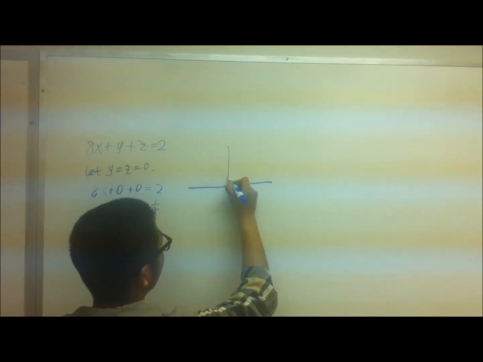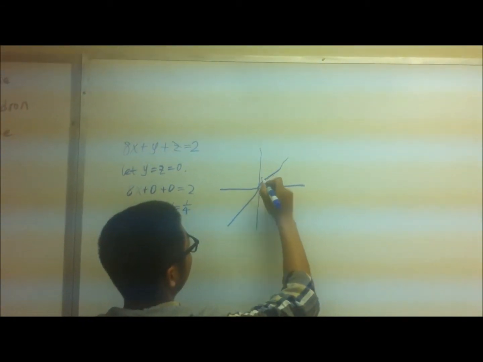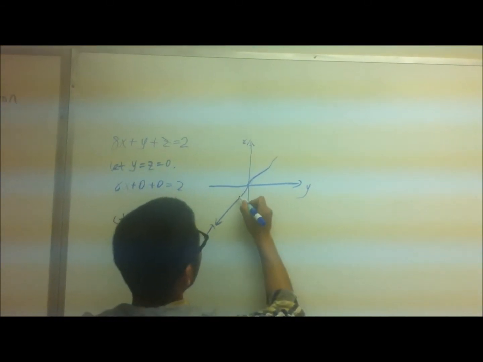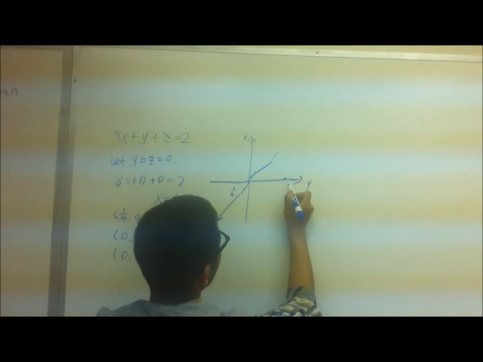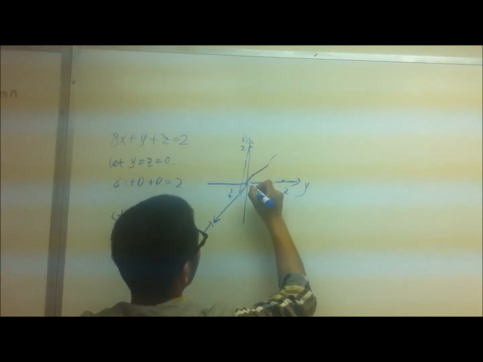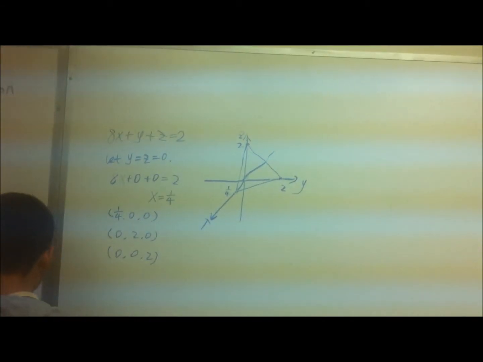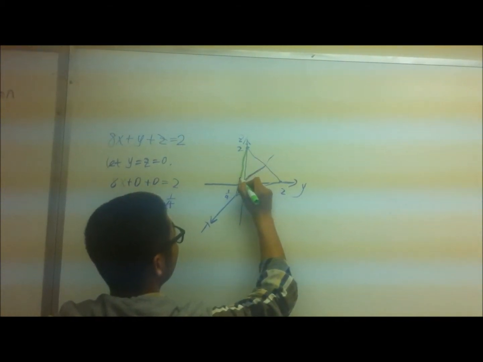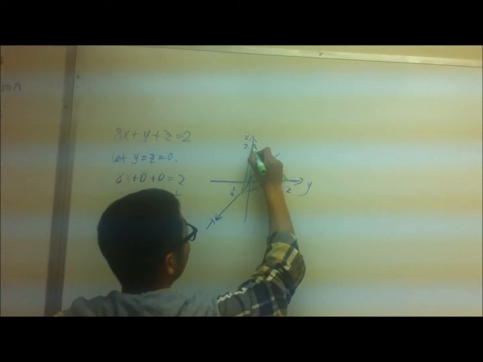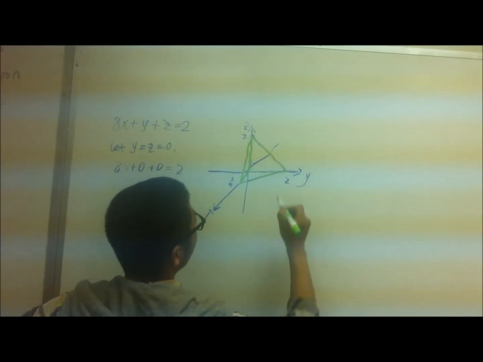Hong will draw our z, y, x axes. There's our 1/4, there's our 2, and now he's going to draw the tetrahedron.